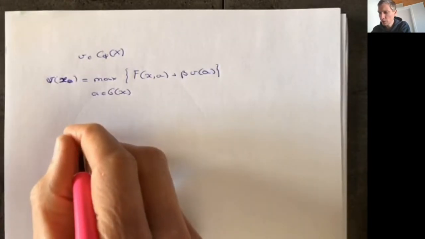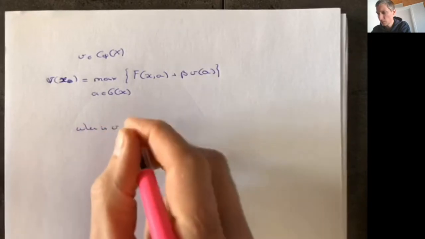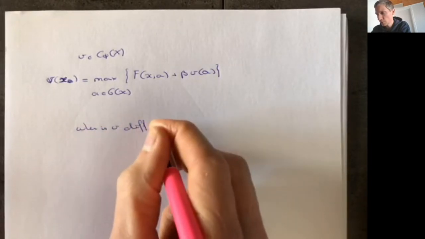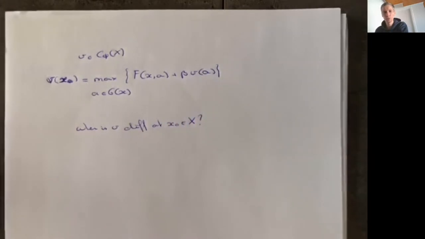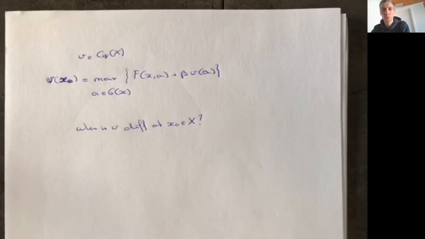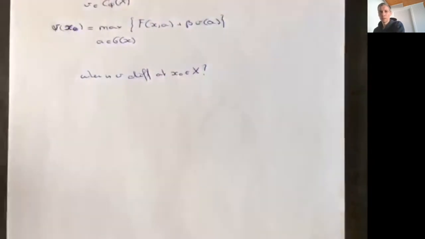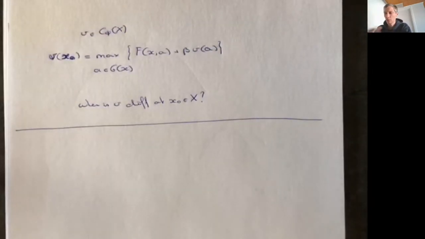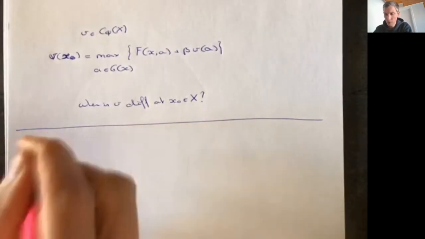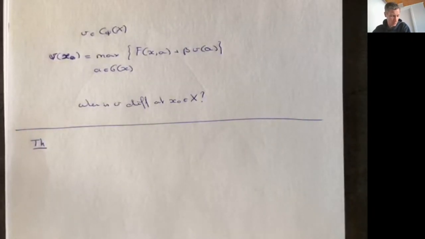So if x varies a little bit, then V will vary a little bit, right? So that's continuity. But maybe we want to have a stronger assumption. So when is V differentiable at, say, x0 in X? This might be the question that we would like to answer. So we would like to see if there's a stronger property satisfied by this V, namely differentiability. And I'm going to give the theorem, and the theorem is going to rely on the Benveniste-Scheinkman lemma. This is why you have seen it before.